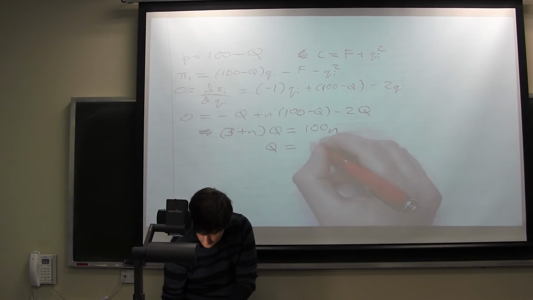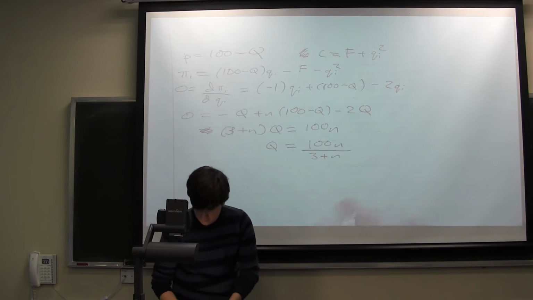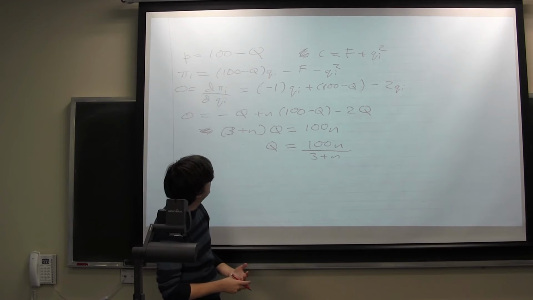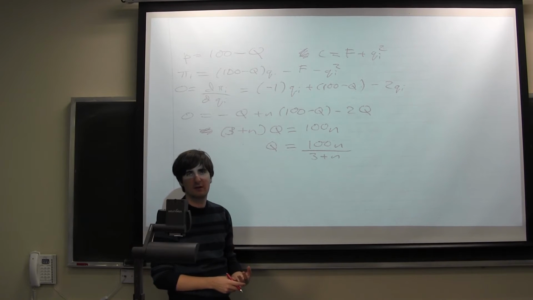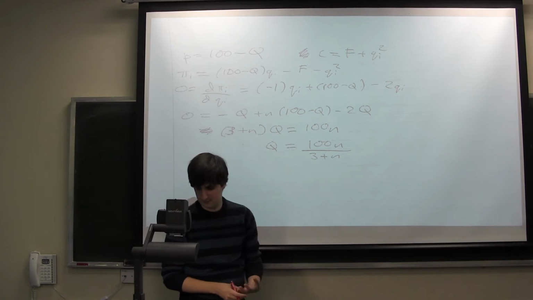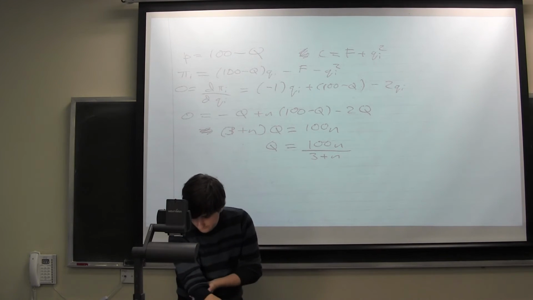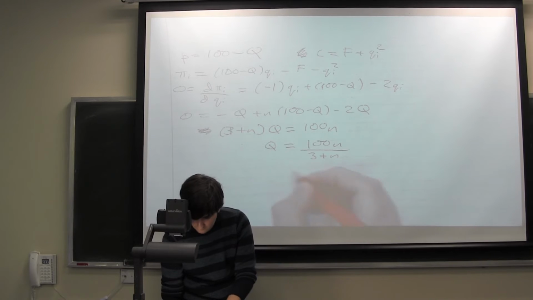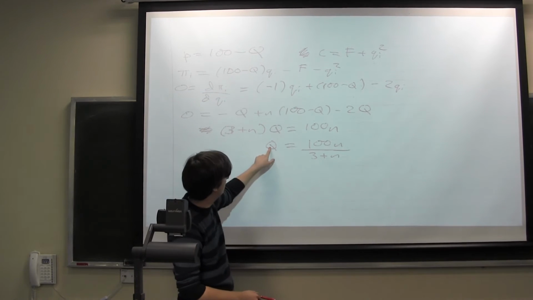So capital Q is 100n over 3 plus n. The terms are symmetric. Have I made a mistake? I don't think so. So the terms are symmetric, so capital Q is this.